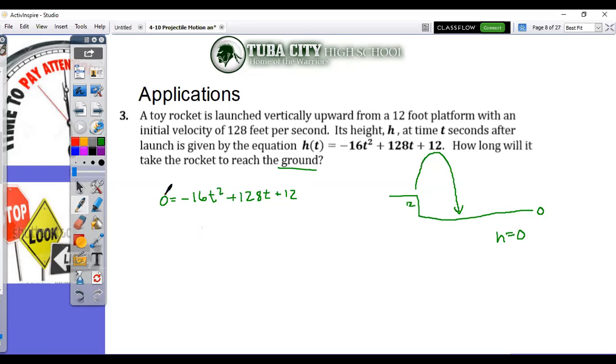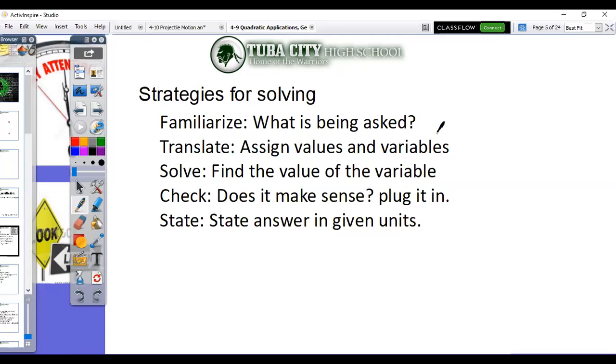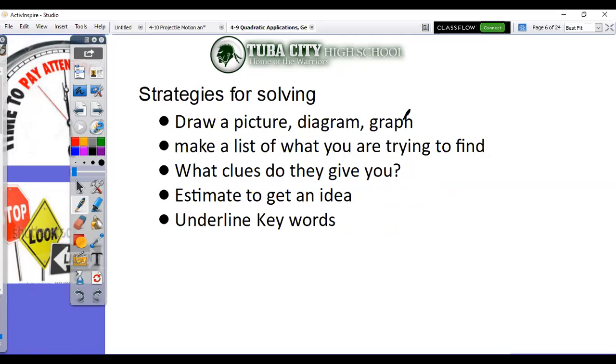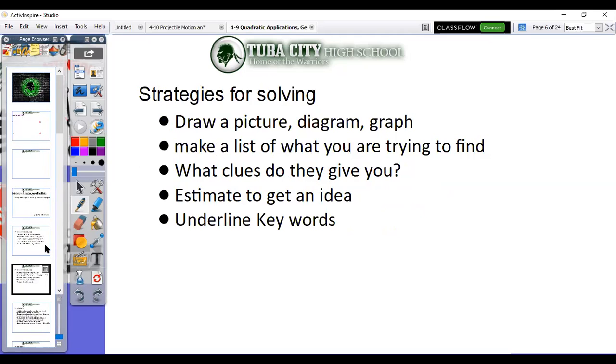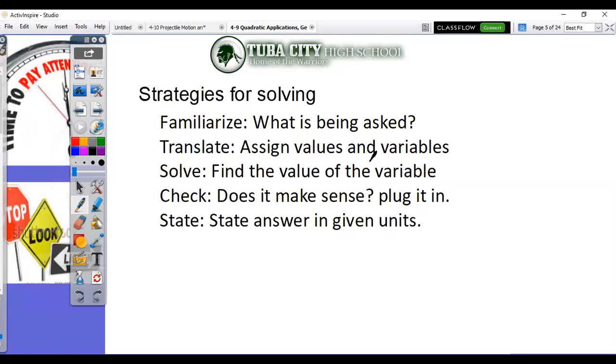So if you remember yesterday, we were talking about strategies for solving problems. And we were talking about familiarize. Okay, so set it up. Draw a picture, diagram, graph it if you can. Make a list of what you are trying to find and a list of what you have. Look for the clues. Estimate to get an idea, and if possible, look for keywords, which actually in this case, there aren't very many keywords. So those are all the steps that you would use for familiarizing.